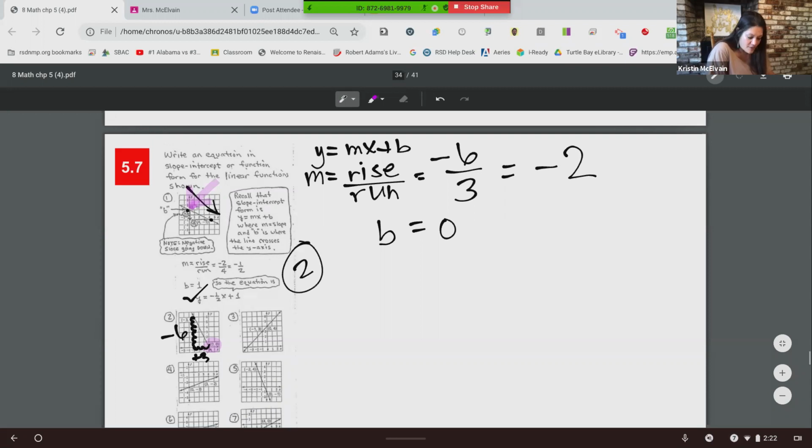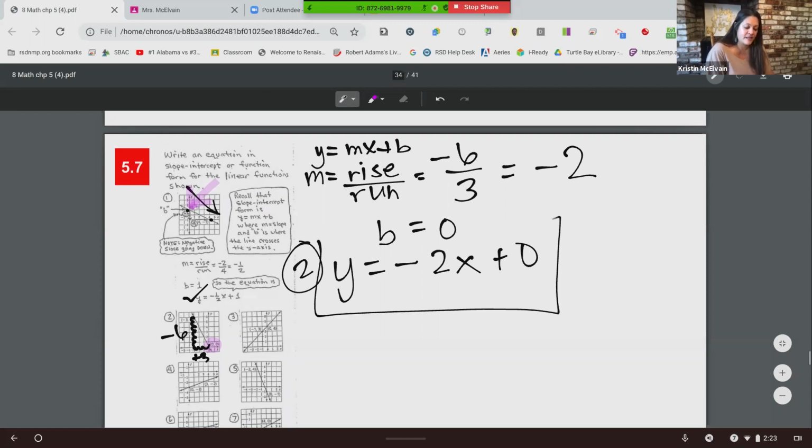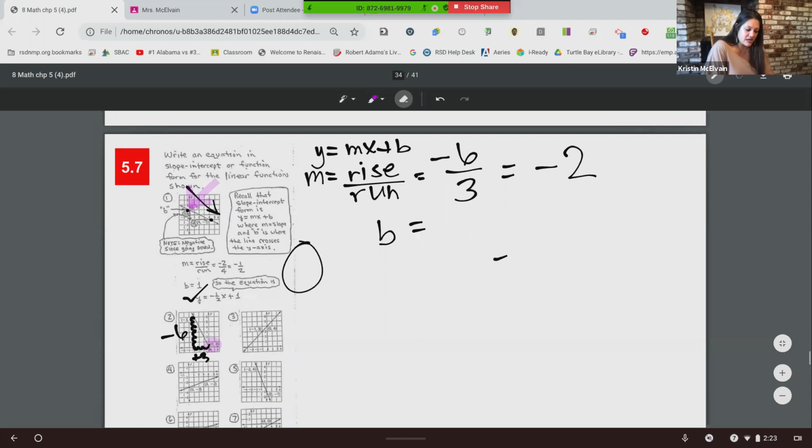And this is for problem 2. So our equation is y equals -2x. And remember, you can either put plus 0 or leave it at -2x. Put a box around our answer. All right, easy, right? All right, let's go on to number 3. Reuse some of this, even my number circle.